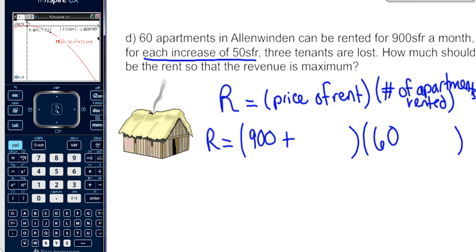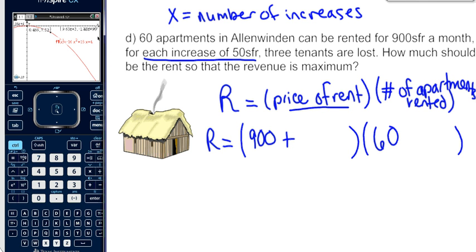So let's call each increase something. So let's call this x. And we'll call it the number of increases. Okay, so just so you can see how that works, if x is the number of increases, that means when x equals 1, we'll have an increase of 50 Swiss francs. The total rent will be 950, and we'll lose 3 tenants. 3 times 1 gives us a loss of 3, so we'll have 57 tenants then.